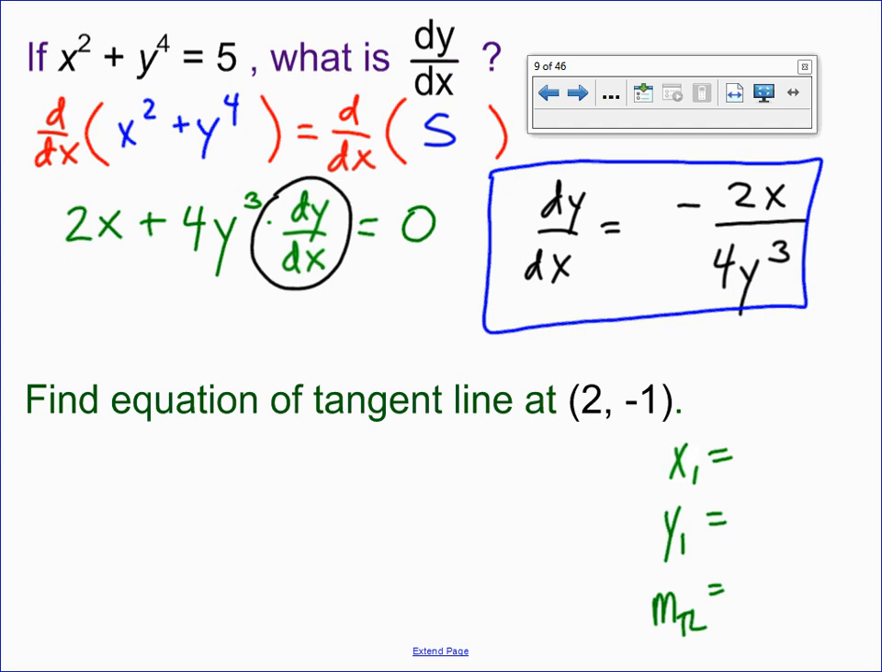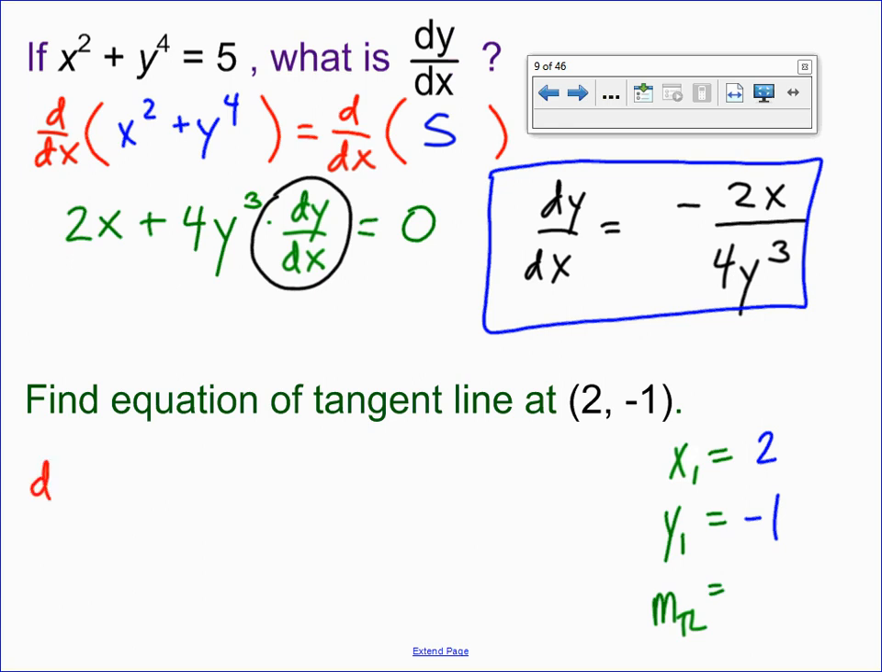When we're doing an implicit differentiation problem, typically we're given both x and y, just like the Bellwork. And so free of charge, we have x and we have y. Now I just need the slope. Well, where would we go to find the slope of an original relation? Where would we find its slope? Jake? The derivative of the original function. And our derivative of our original relation in this case is dy dx equals the opposite of 2x over 4y cubed. And so to get our slope, we'll simply evaluate dy dx at our point.